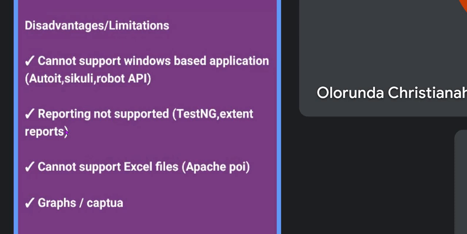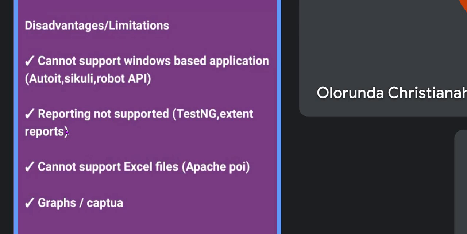But this also can be overcome by integrating a third party tool, which is TestNG Extent Report. I'll cover this in detail in the next demo. And then, it cannot support Excel files. Again, this can be overcome by integrating Apache POI with Selenium. It is also a tool.